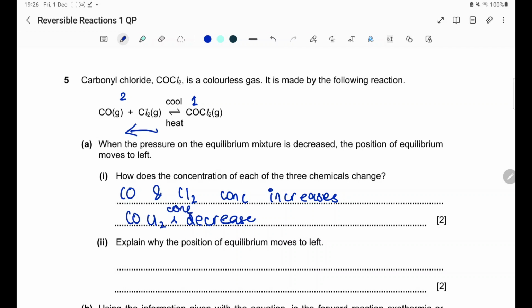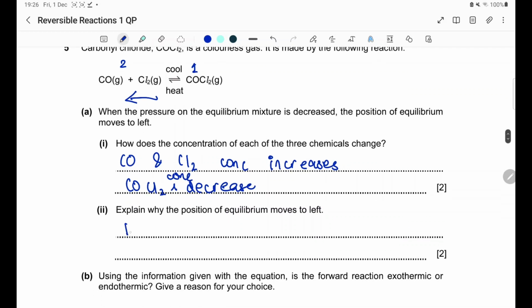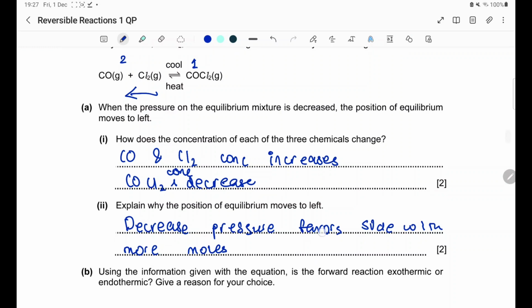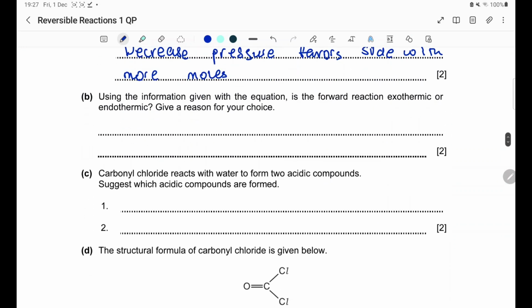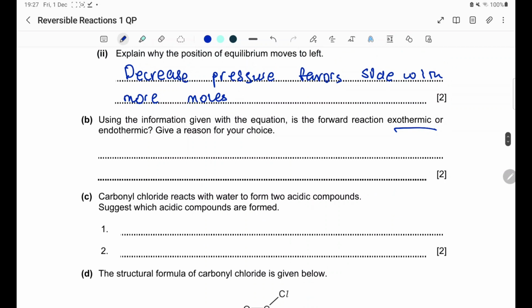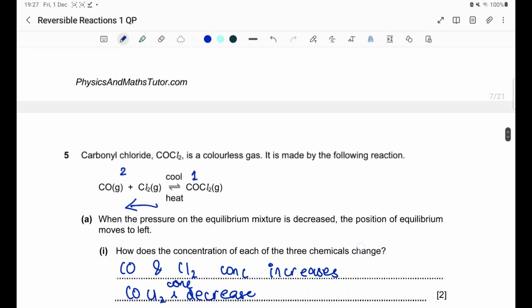All right. It moved to the left because a decrease in pressure favors the side with more moles. Use the information given with the equation. Is the forward reaction exothermic or endothermic? Give a reason for your choice. Use the information given within the equation they have given us.